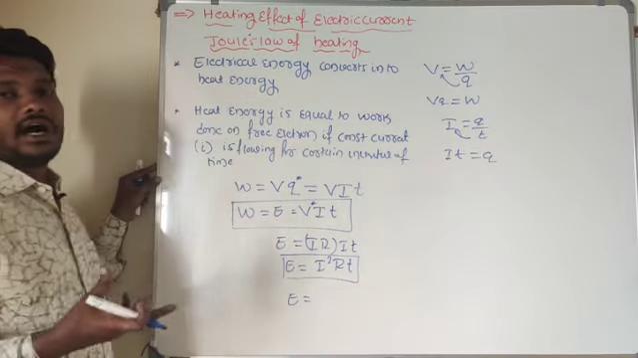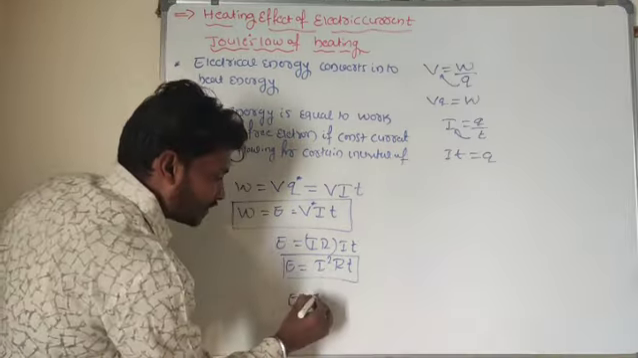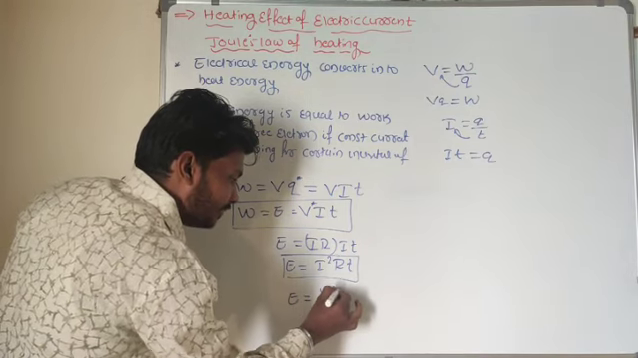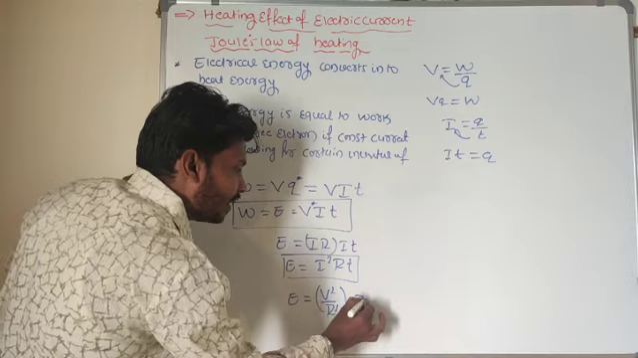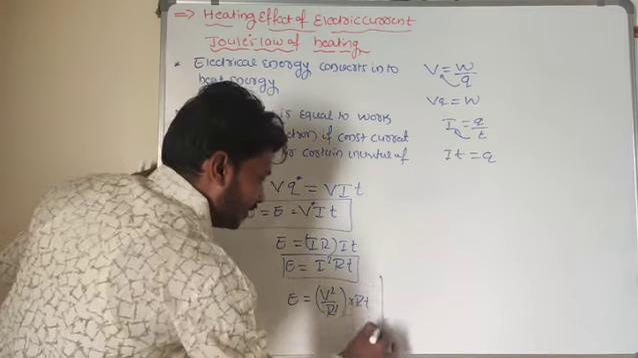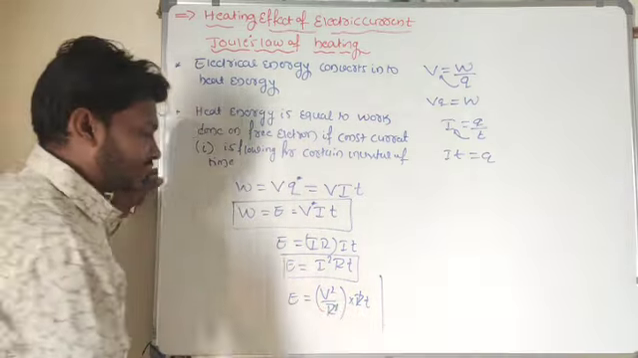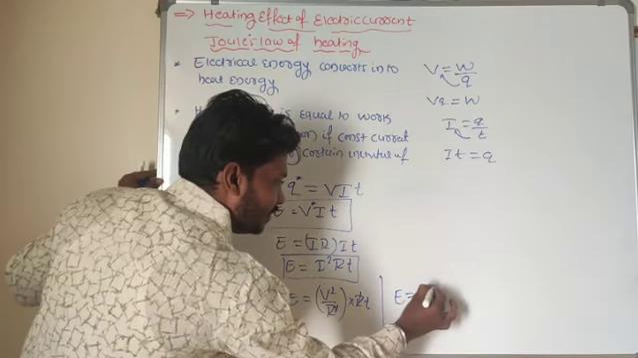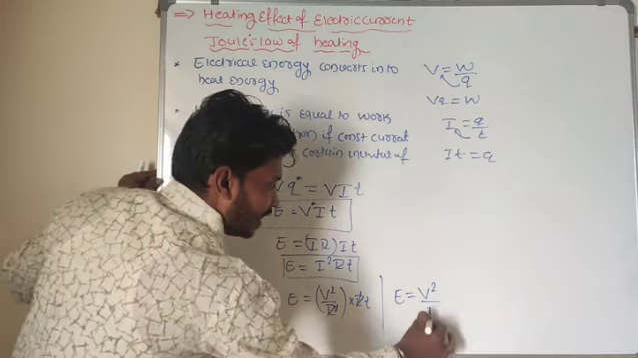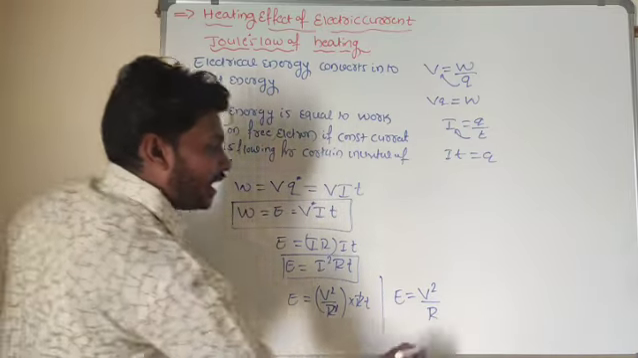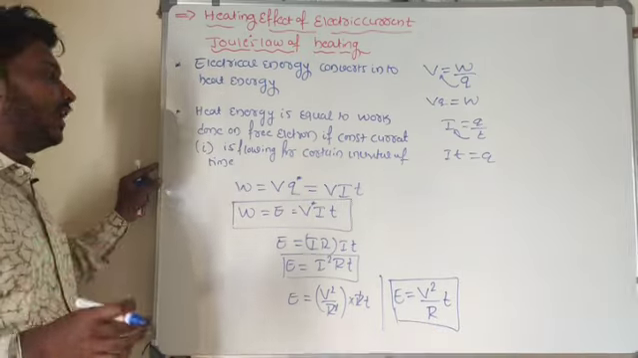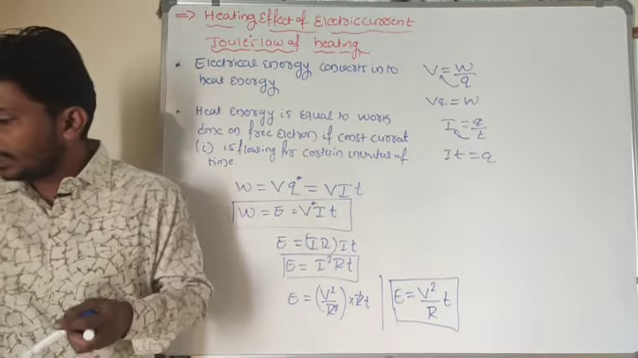So from Ohm's law, I is nothing but what? V by R. So I square means what? V square by R square into R into T here. So here one resistance term will get cancelled out. So E is equal to what? E is equal to V square divided by R into T. So these are all three forms of electrical energy. What are the three forms of electrical energy here?